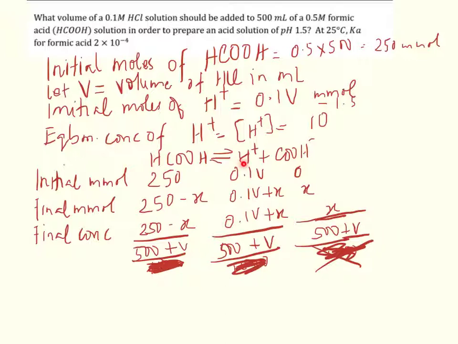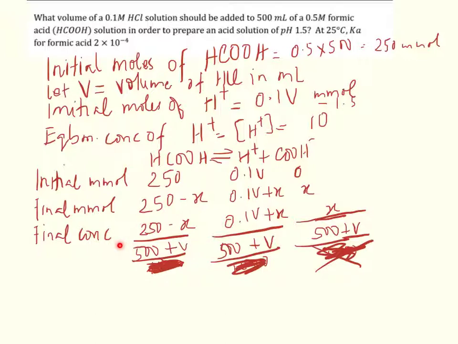Number of H plus ions, or millimoles of H plus, goes from 0.1 V to 0.1 V plus X, X being the millimoles of formic acid that have dissociated. And similarly you will have X moles of COOH minus that get formed. What are the final concentrations? We need to divide by volume. Note that I've divided by the volume in milliliters because this is millimoles, so I'll still get moles per liter by doing this. And these are the various concentrations at equilibrium.